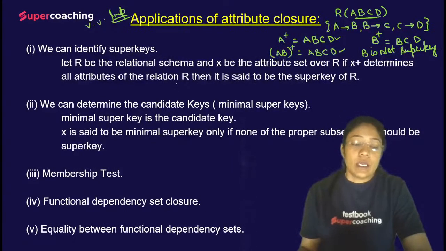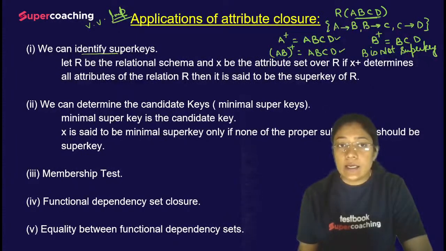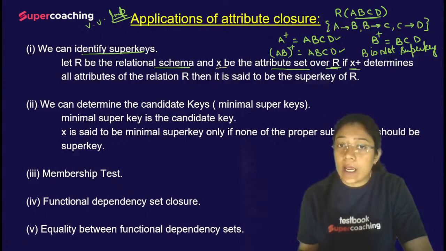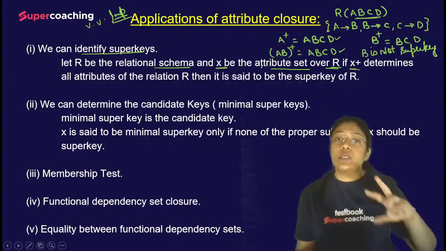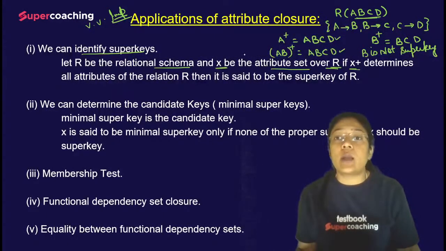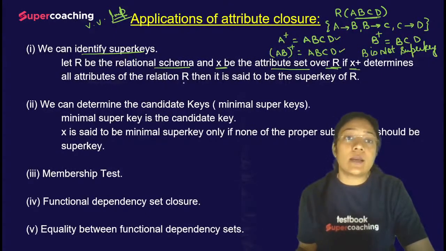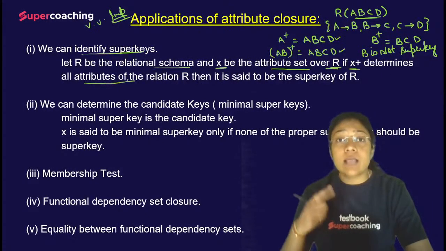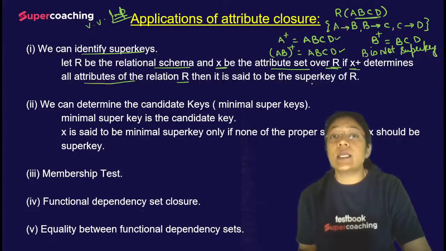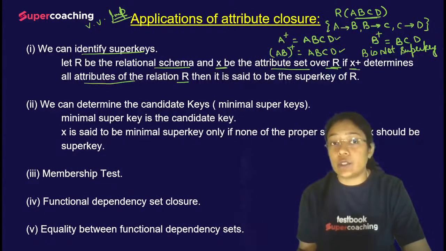So that is the meaning of the first application. We can identify the super keys. Let R be the relational schema, R कोई relational schema है, and X be the attribute set over R. Attribute set means it may contain one attribute or it may contain more than one attribute. So if X closure determines all attributes of a relation, अगर सारे attributes को determine कर रहा है relation R के, तो हम उसे बोलेंगे कि that is a super key of the relation R.